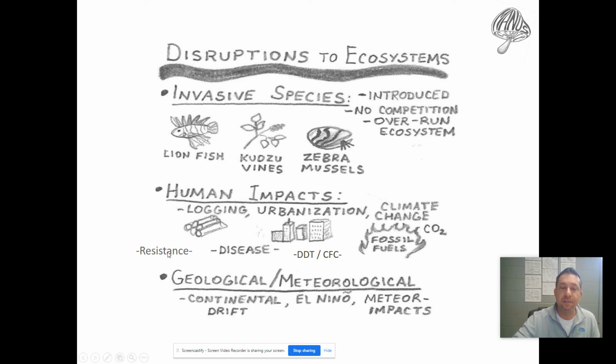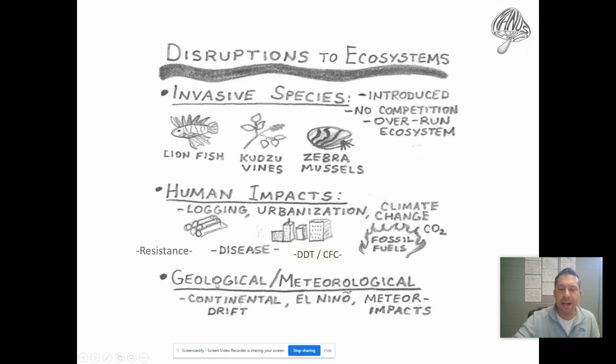Resistance could be another one. Maybe humans inadvertently promote resistance to a pesticide or an insecticide by overspraying it. The introduction of a disease into an area, the production of certain chemicals, they're all going to have impacts on the ecosystem in some shape or form.